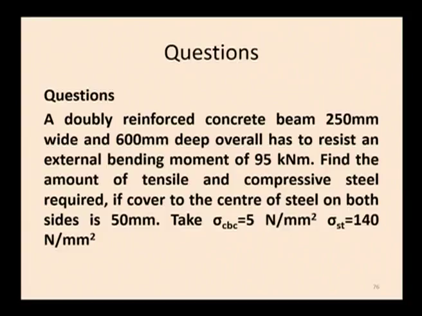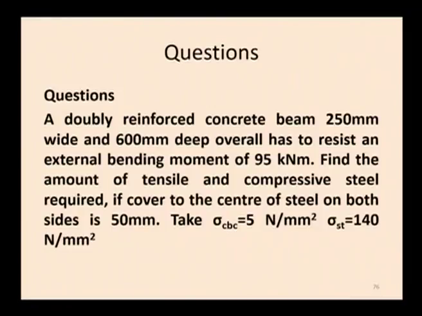In the question here also, they have asked us to design the section by giving the size of the section as well as the external moment carrying capacity of the beam. Here, a doubly reinforced concrete beam 250 mm wide and 600 mm deep overall has to resist an external bending moment of 95 kilonewton meter, and we are to find the amount of tensile steel and compressive steel required if the cover to the center of steel on both sides is 50 mm. They have given sigma CBC as 5 Newton per millimeter square and sigma ST as 140 Newton per millimeter square.